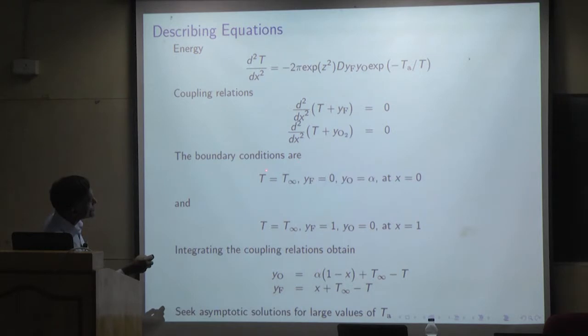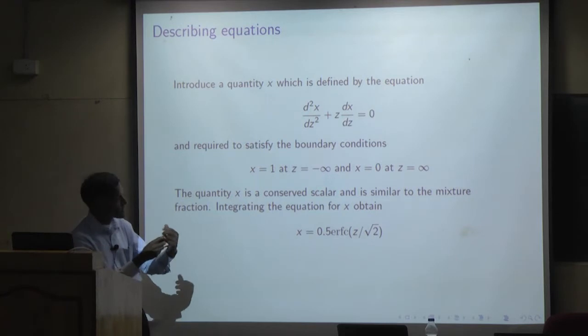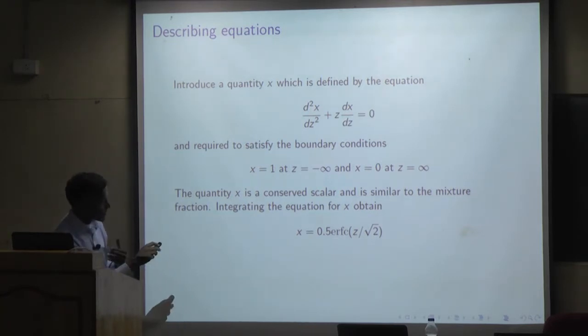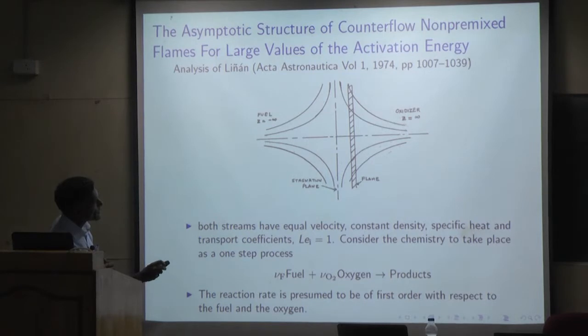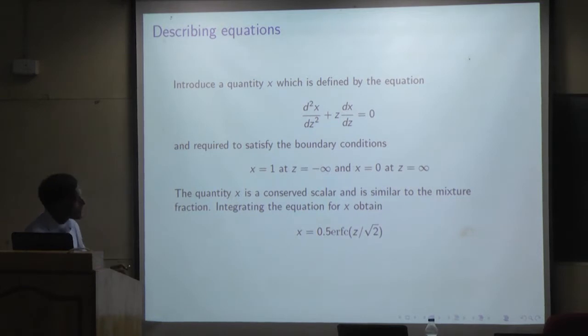Now the boundary conditions are T equals T infinity, the same set. Now x equals 0. As you can see here, z equals infinity is actually x equals 0. So in this the things have flipped. If you look here, the oxidizer was here. This is z infinity, and this is z minus infinity. In terms of x, this is x equals 0, and this is x equals 1. So that's how it has turned around.